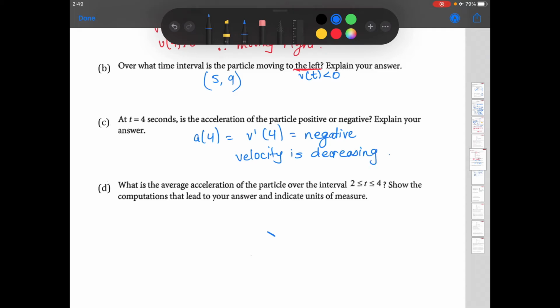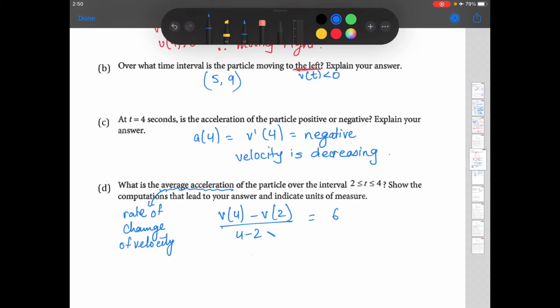What is the average acceleration of the particle over the interval 2 to 4? Show the computations. So again, average acceleration is what? Your rate of change of velocity. Please note that. That is your rate of change of velocity. And how do I find my rate of change? It is f of b minus f of a over b minus a. So it'll be what? Here, this would be v of 4 minus v of 2, over 4 minus 2.